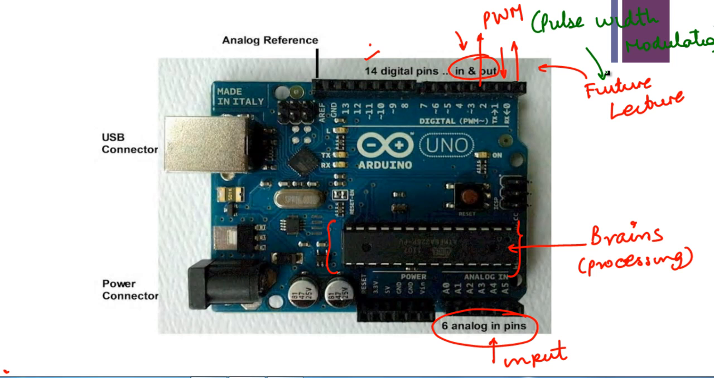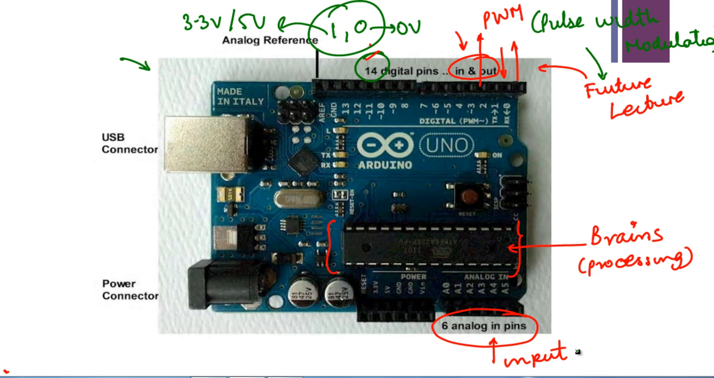So to summarize this, you have 14 digital input-output pins. Basically, a digital signal can take values 1 or 0. Where 0 typically stands for 0 volts, and 1 on this Arduino board can be selected between 3.3 volts or 5 volts. The analog pins are purely input.